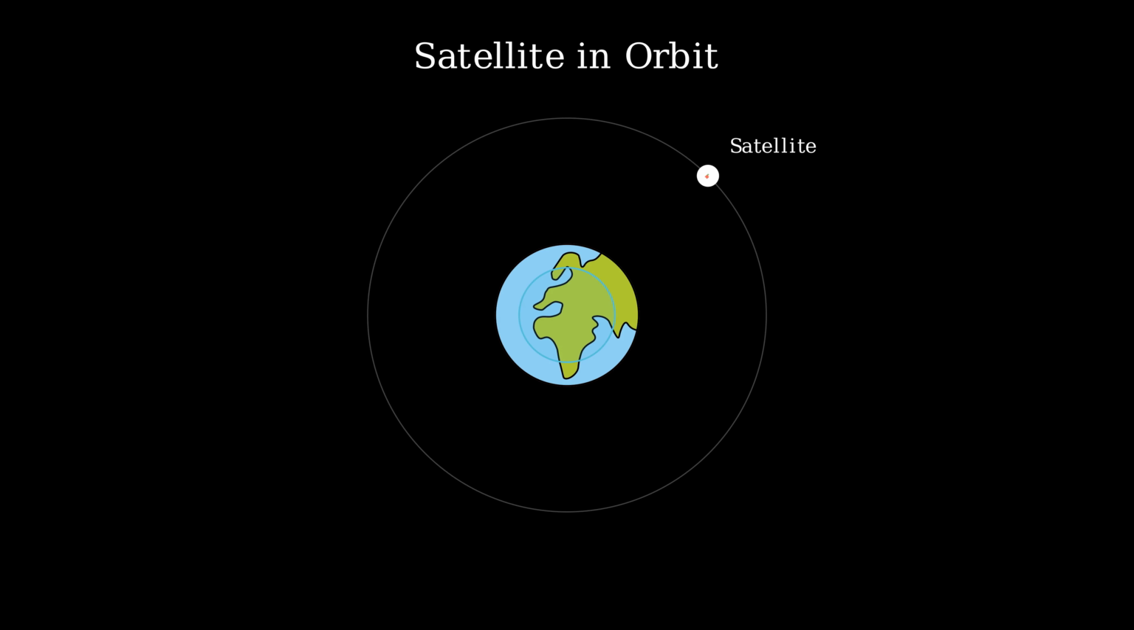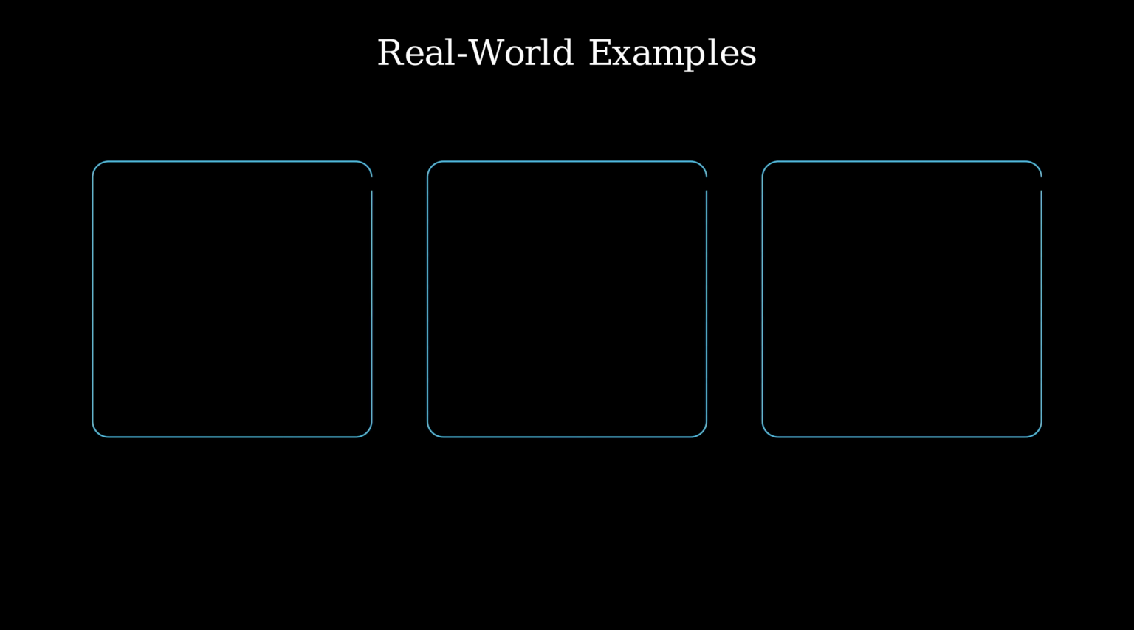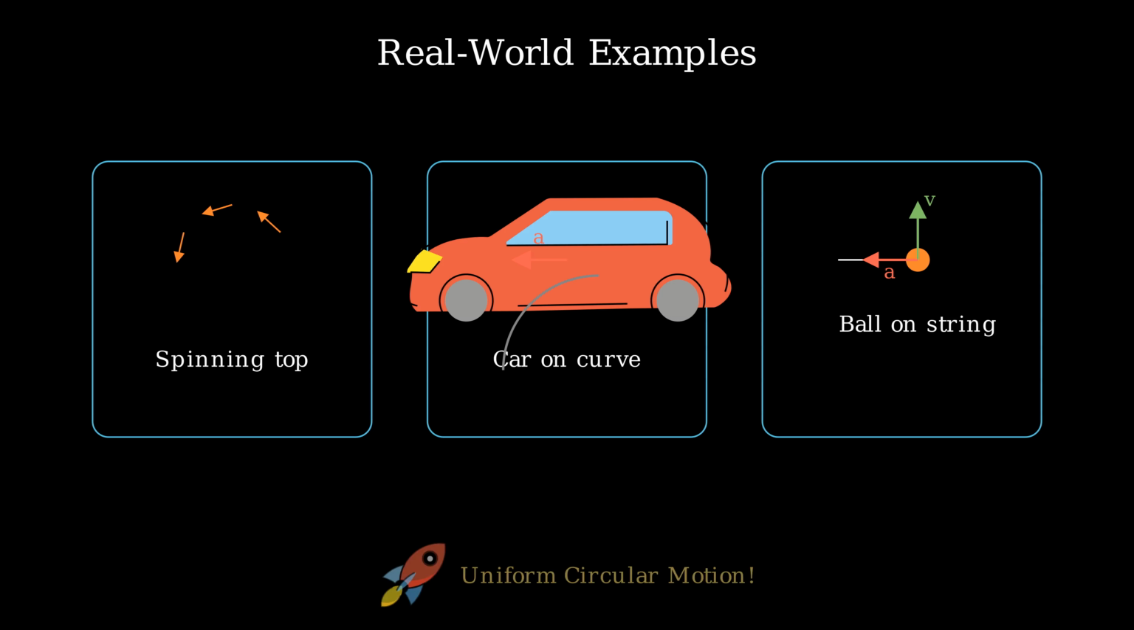A satellite orbiting Earth is an example of uniform circular motion. The satellite maintains constant speed, but gravity pulls it constantly toward Earth, providing the centripetal acceleration. Other examples include a spinning top, a car taking a curve at steady speed, or a ball on a string being swung in circles.